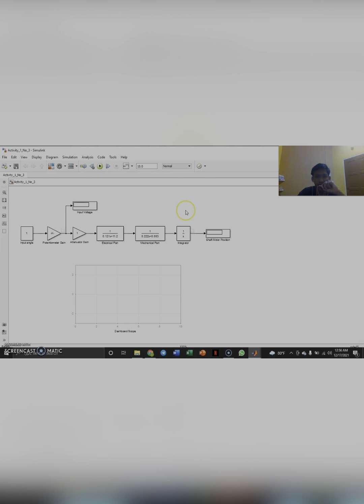We run it. Okay, so input voltage and shaft motor position give us some value, which is input voltage is 0.6111 volt and shaft motor position is 11.73 volt. So this is the graph. The red line is for shaft motor position and the blue line is for input voltage.